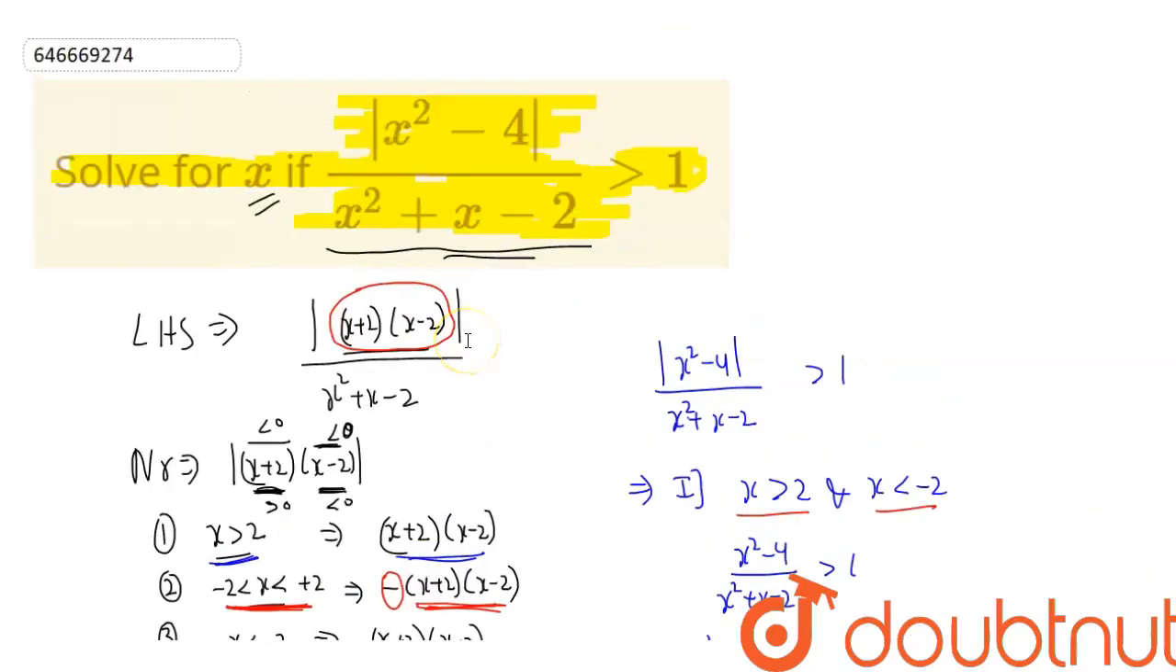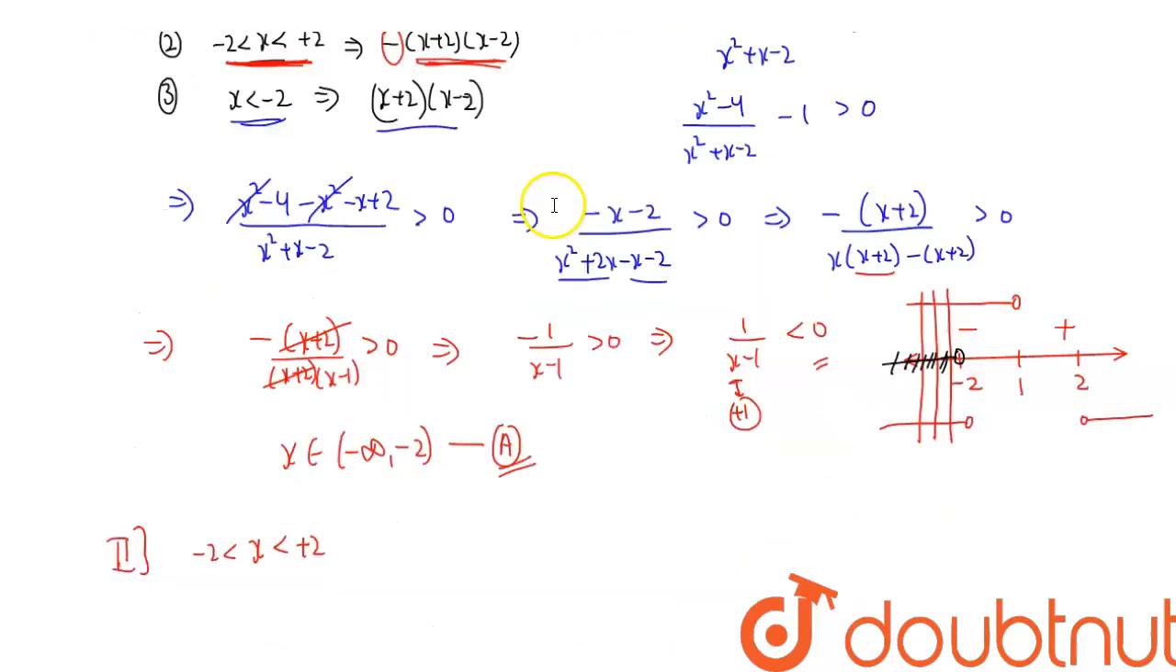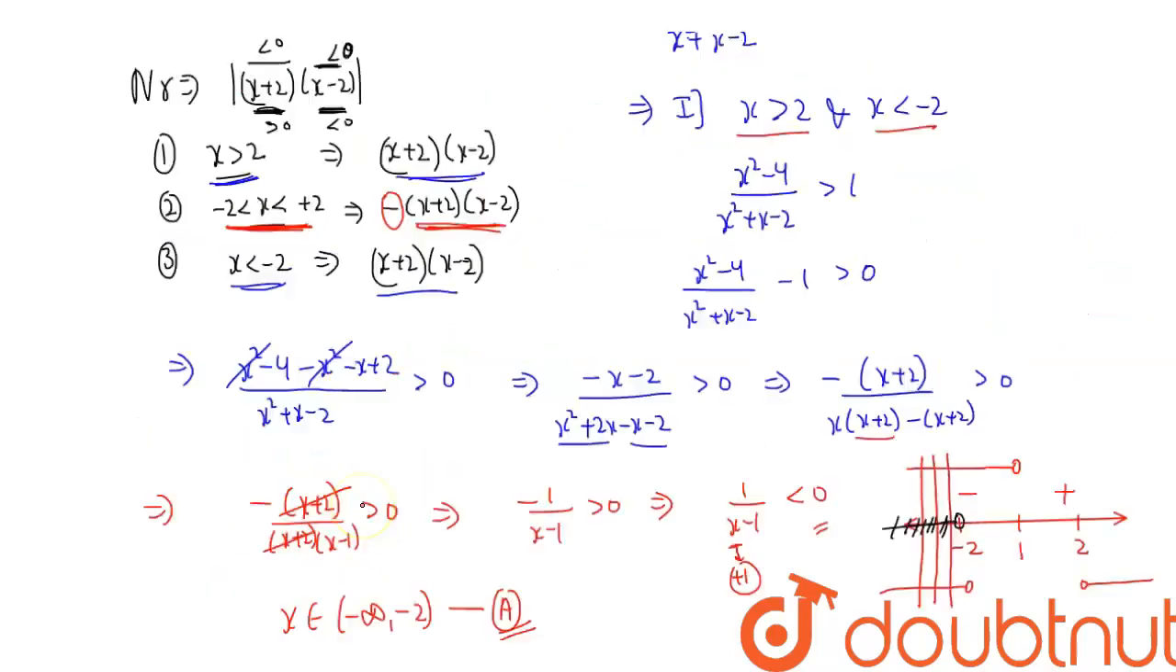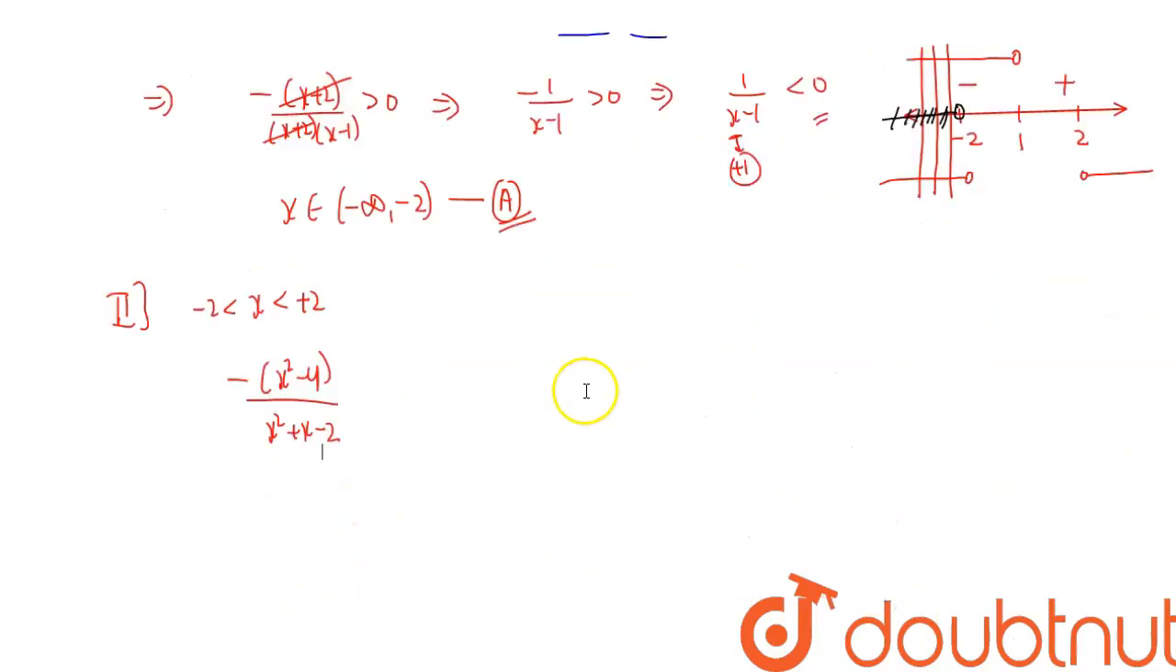Here we have the numerator as x square minus 4. So it would be the negative of x square minus 4, whole divided by, in the denominator, x square plus x minus 2, and this is given as greater than 1 in the question. Now we are going to multiply with minus 1 in this inequality. If we do that, then the sign of inequality gets changed and we get x square minus 4, whole divided by x square plus x minus 2, is less than minus 1.